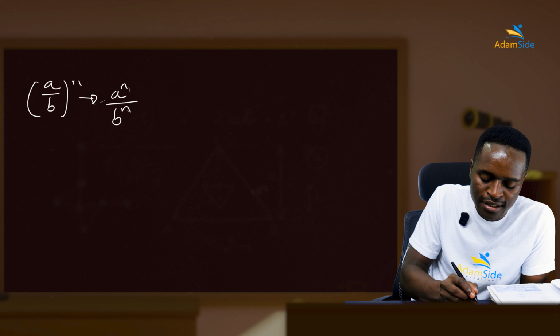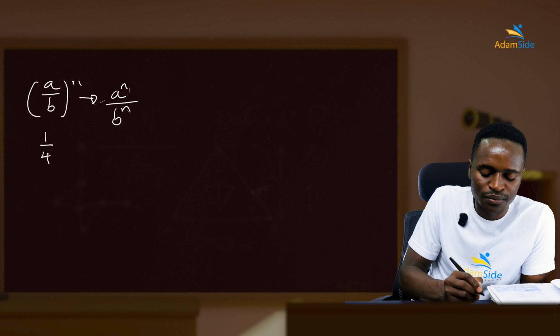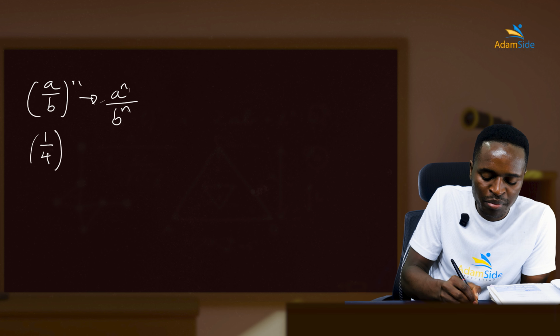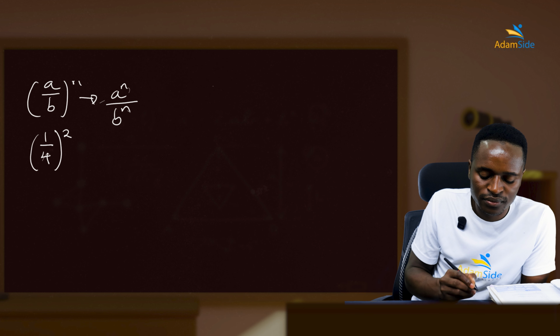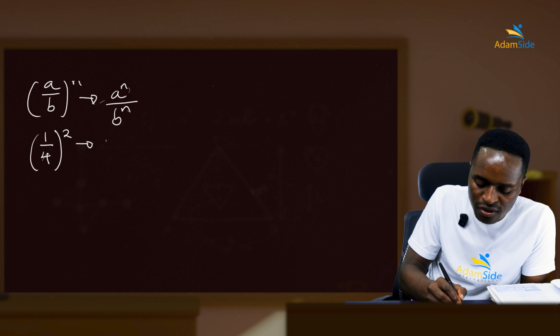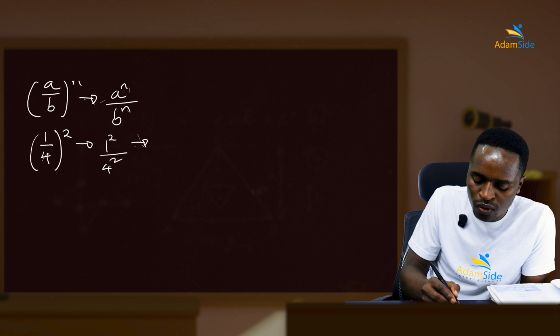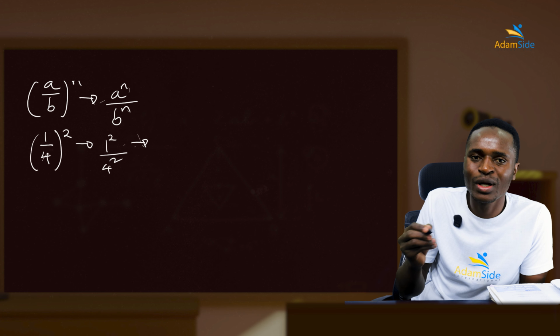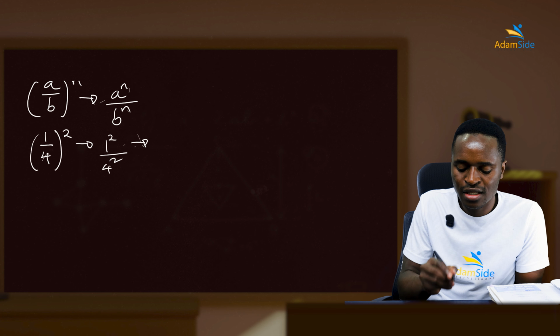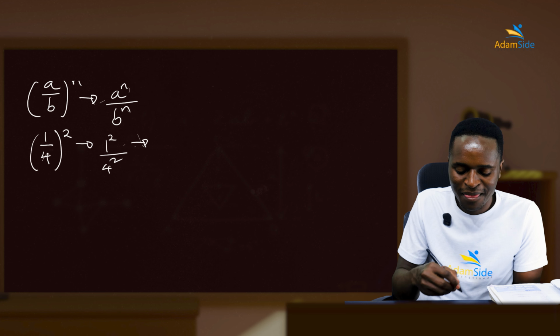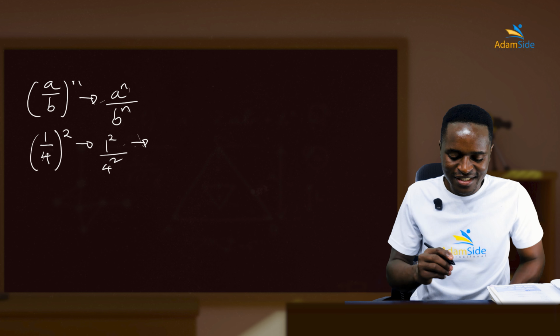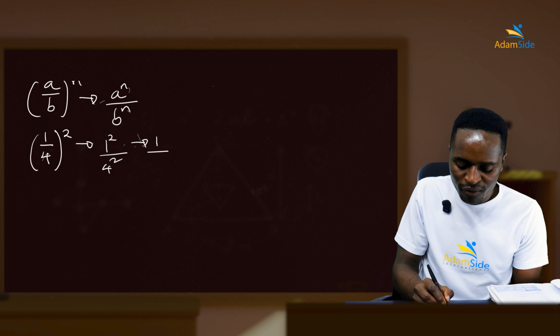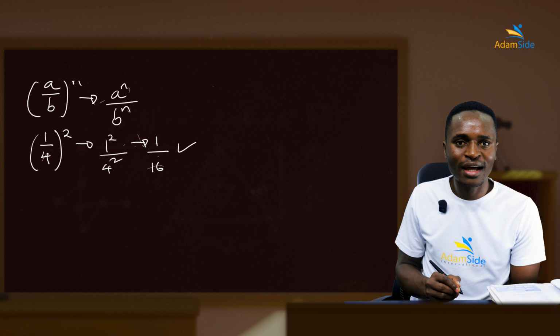Let's go, dear candidate. Let's say for instance, you have 1 out of 4, and then bracket power 2. What does this mean? This means 1 power 2 over 4 power 2. What's 1 power 2? It's 1 times 1. It's not 1 times 2. Most candidates always make that mistake. So in that case, it's 1 times 1, you get 1. 4 times 4, you get 16. 1 out of 16 becomes your answer.